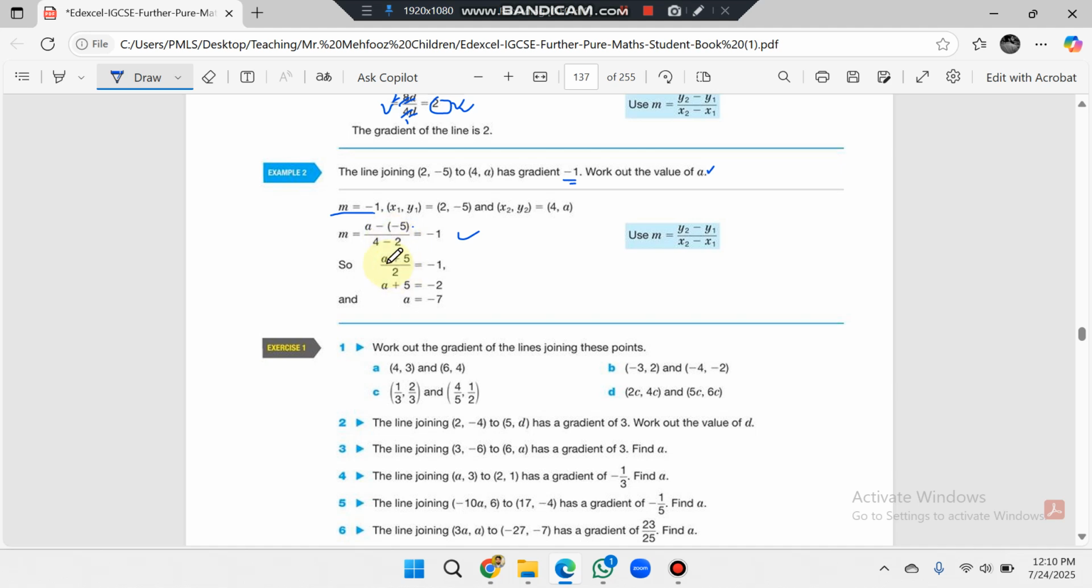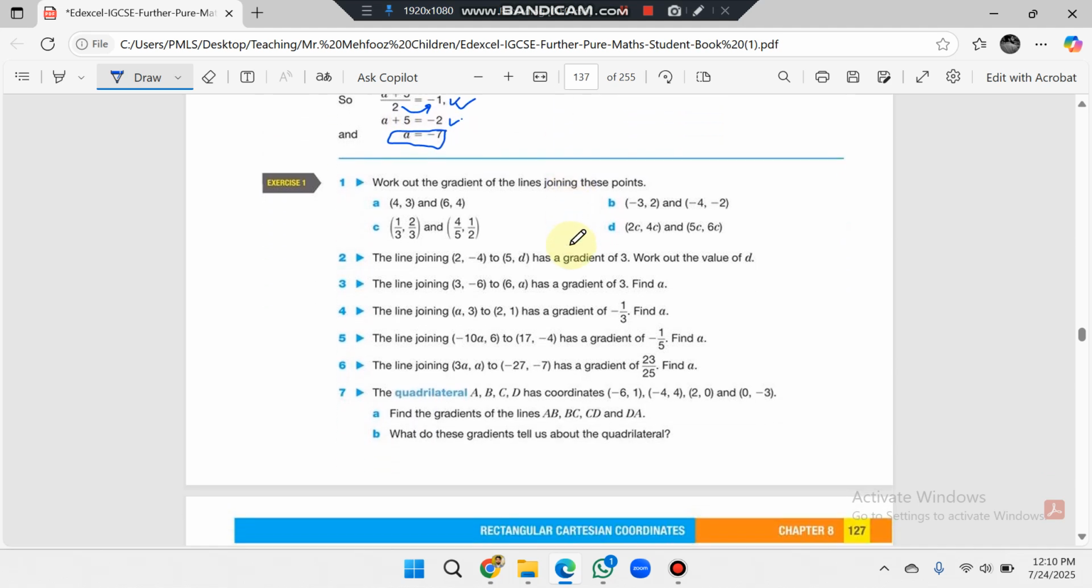After that you can see that the simplified form of this expression is a plus 5 over 2 equals minus 1. Why minus 1? Because this is the formula of gradient, and the gradient's value is given as minus 1. So this 2 goes to the other side and multiplies by minus 1, which gives us minus 2. So a plus 5 equals minus 2, so a equals minus 7. So this is the value of a by using the gradient formula.